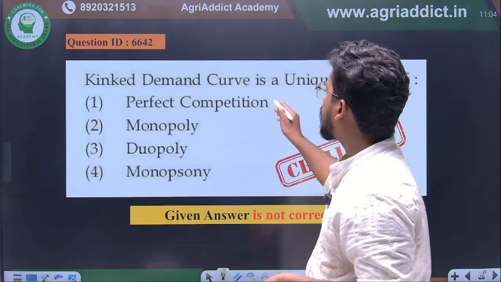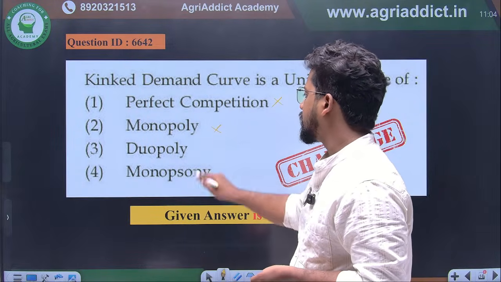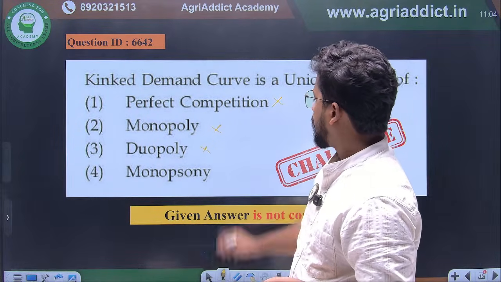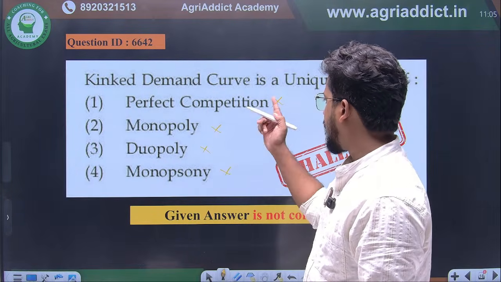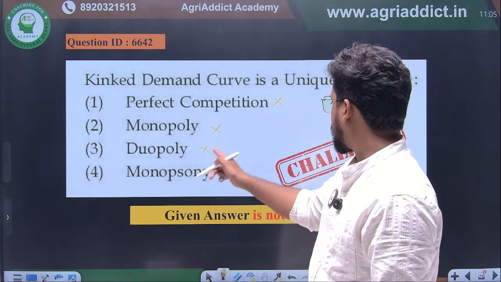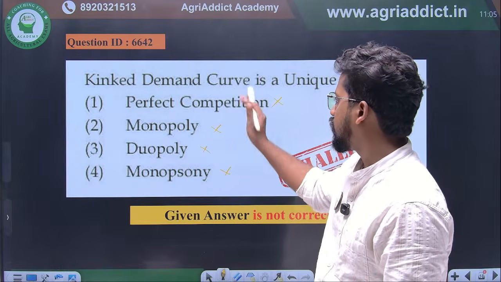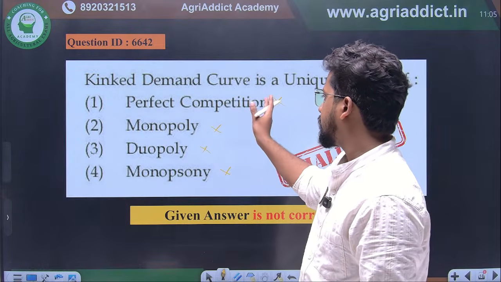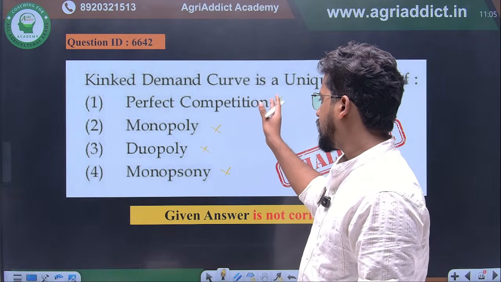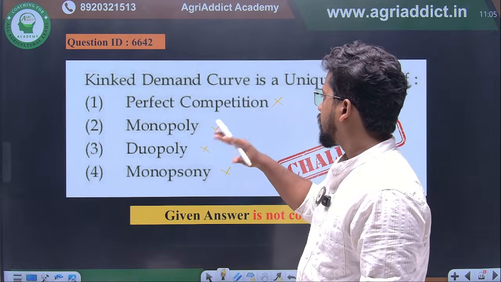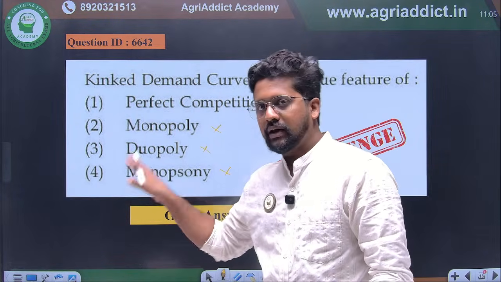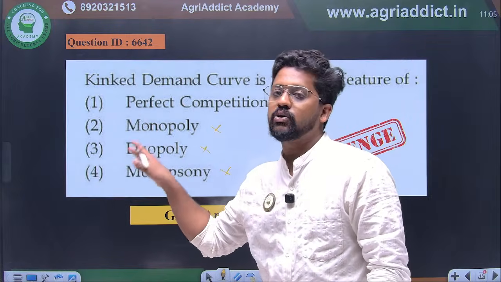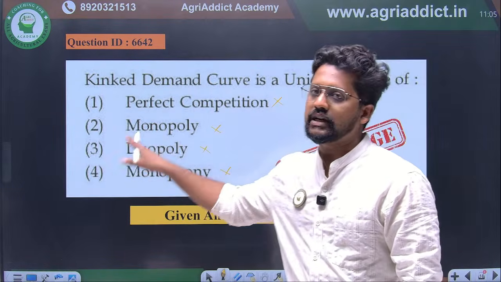So perfect competition, no. Monopoly, no. Duopoly, no. Monopsony? The given answer is monopsony, but the answer should be oligopoly. So I think this question will be dropped. There is no correct answer here. For perfect competition, monopoly, duopoly, monopsony, you will not see the kinked demand curve. So the answer will be oligopoly. You will see this only in the oligopoly market. So you can challenge this question. Okay.